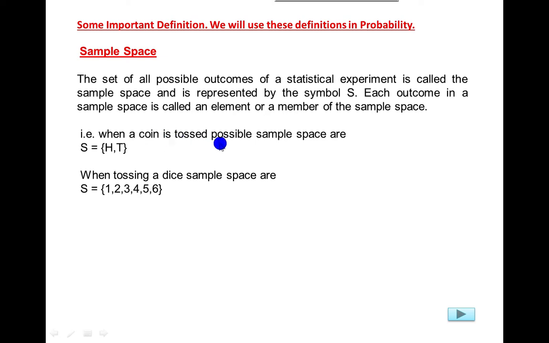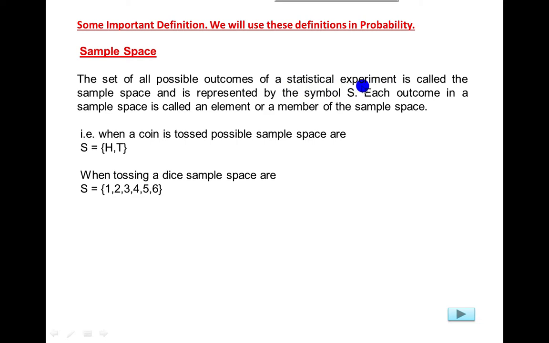So when a coin is tossed or thrown, the possible results are H or T. The total possible outcomes is called the sample space. So all possible outcomes, if you throw a coin, this is the experiment. You can throw a coin 1 time, 2 times, 3 times, etc. This is called an experiment, a statistical experiment.